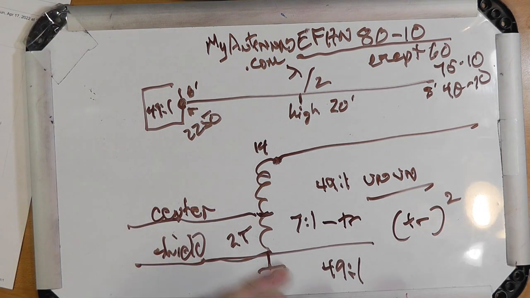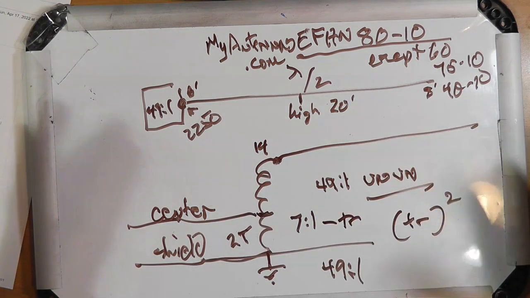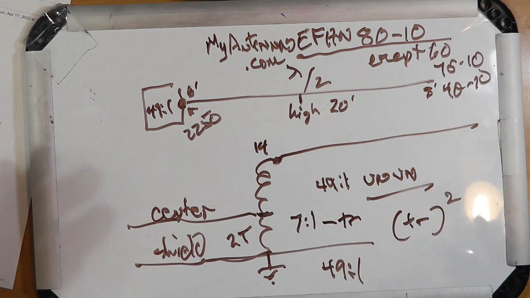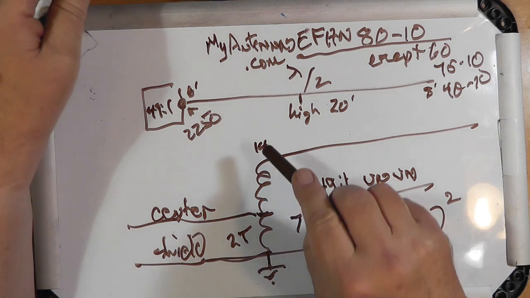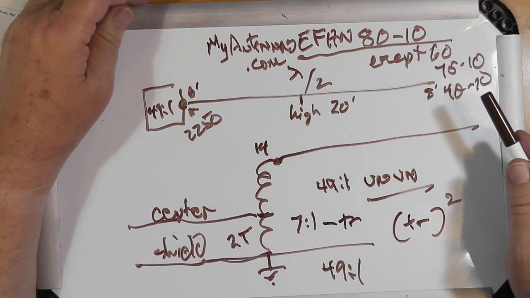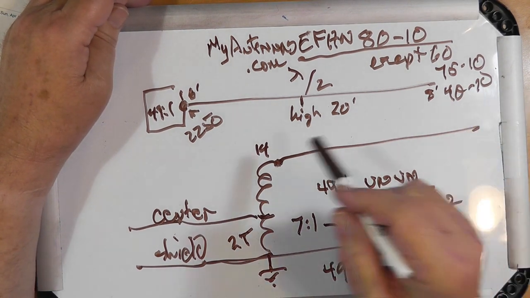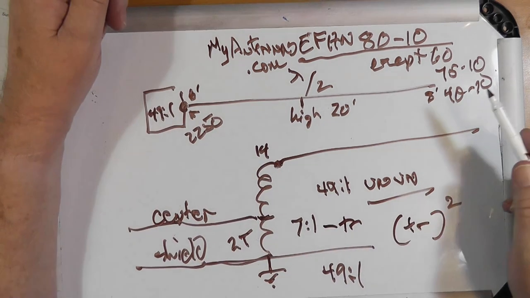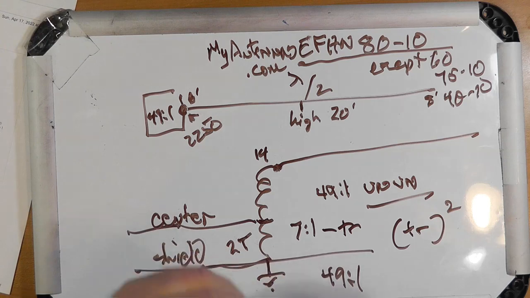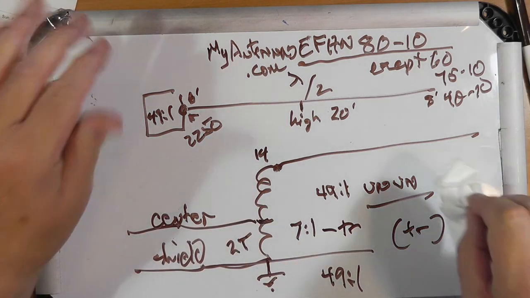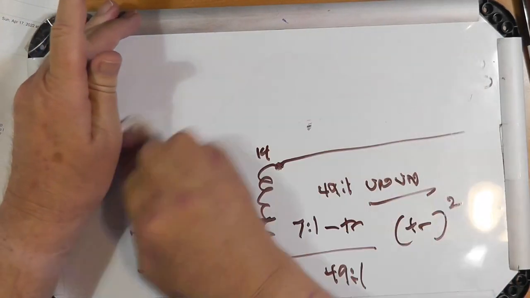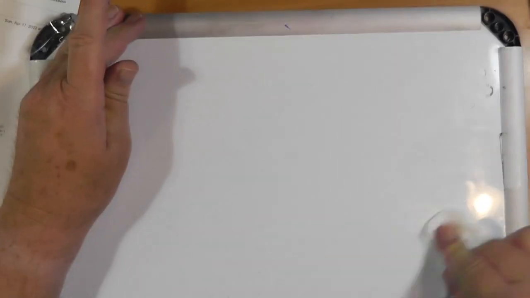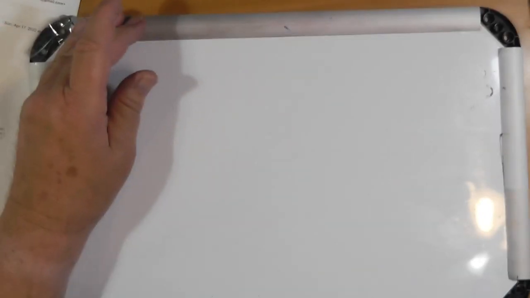Now, why 49-to-1, dipole? Why not 50? First of all, it's nice to have an integer number of turns. Okay. You can create other ratios if you want. Now, in theory, look at a dipole in theory.